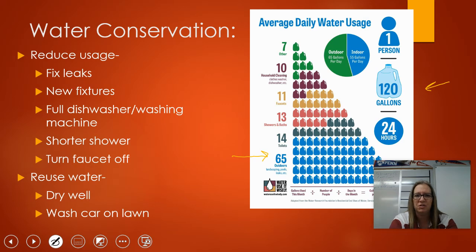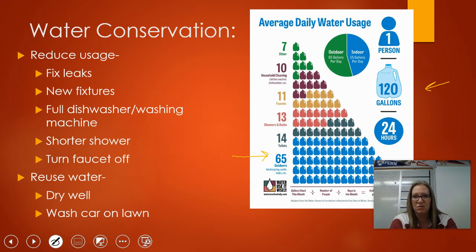Washing 2 shirts uses the same amount of water as washing a full load of laundry. Take shorter showers. I know it's hard. It's nice to stand in that nice warm water, especially if you take morning showers. But if you could cut just a few minutes off the shower, you're saving water because that water is just running down the pipes. And when you brush your teeth, make sure you turn the faucet off while you're brushing your teeth. Okay, you can get your toothbrush wet, but then turn it off and then brush, and then wait to turn it back on until you rinse.